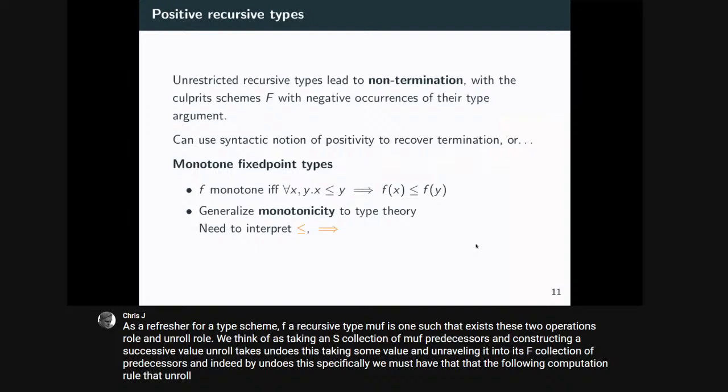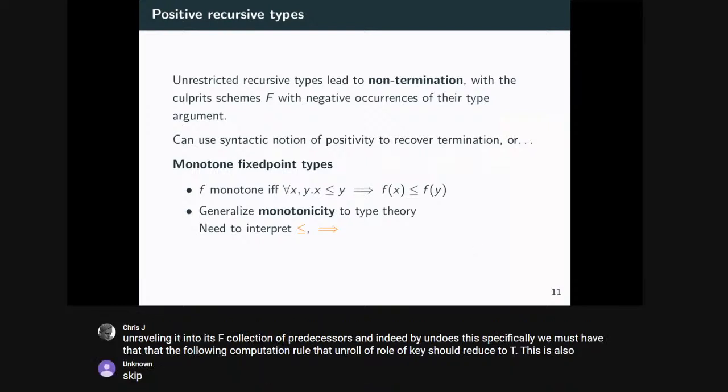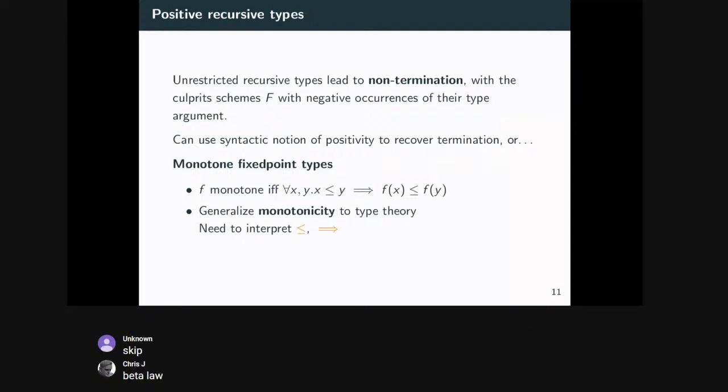Of course, unrestricted recursive types lead to non-termination in your theory, and the culprits are these type schemes F that have negative occurrences in their type argument. So of course, we can use a syntactic notion of positivity to recover termination, or what we will be using here is a notion of monotonicity and monotone fixed point types. Of course, the notion of F being monotone in a pre-order is that for any two elements in the pre-order, X being less than Y implies that F of X is less than F of Y.